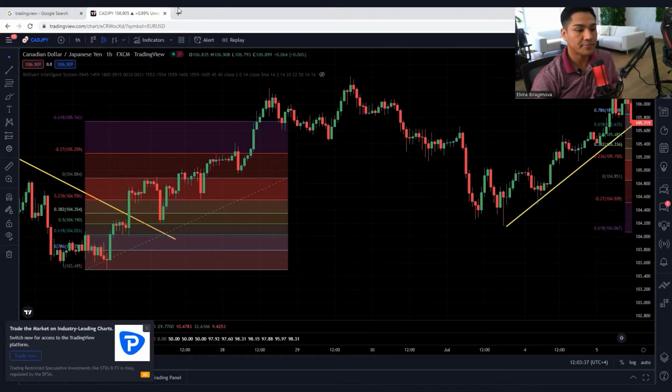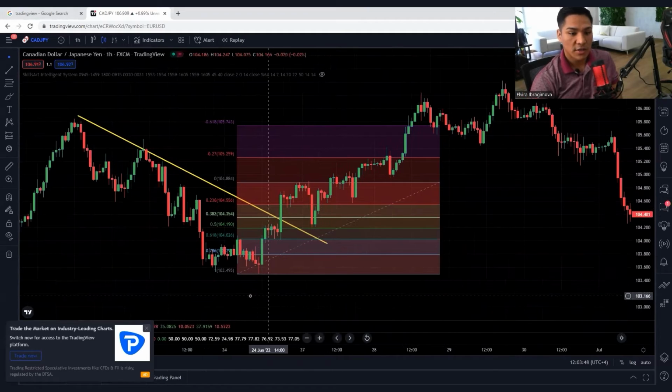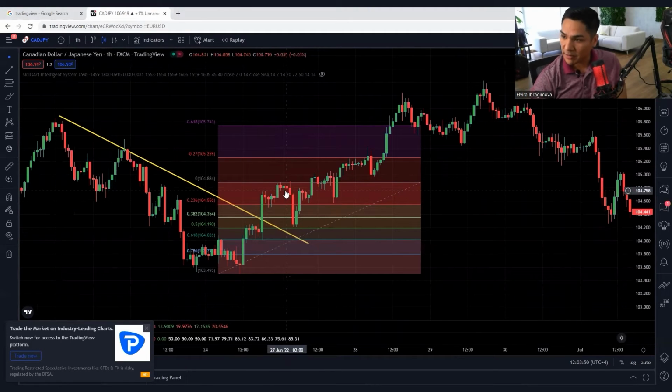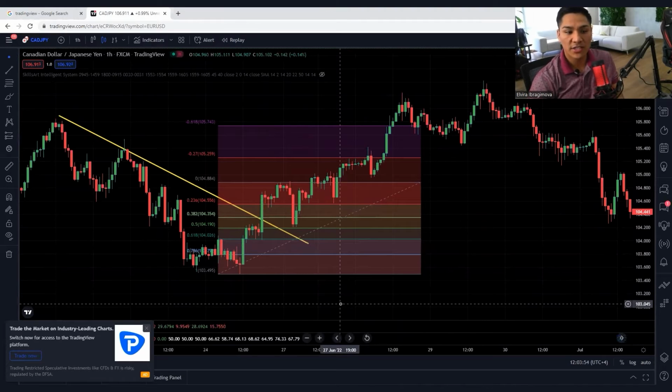So here we go. So here we are with the Canadian dollar and Japanese yen, right? We see this small trend here, and then we see a breakout. So we know that this is no longer going to continue in our direction. We see a breakout, we wait for the retest to get back in, right?